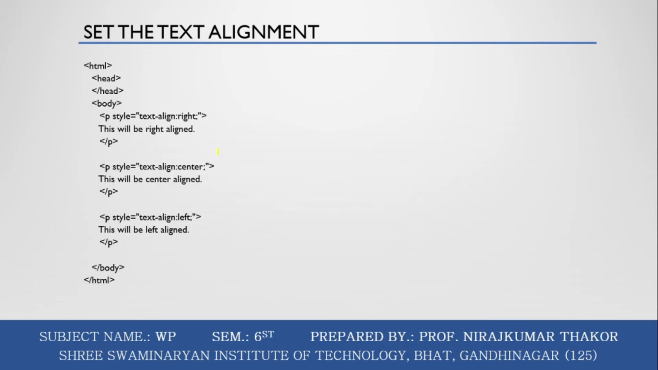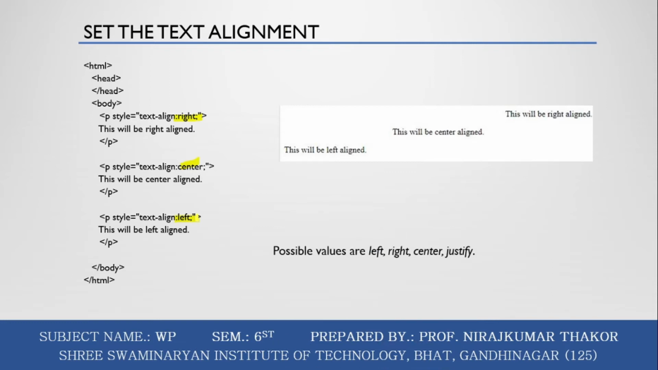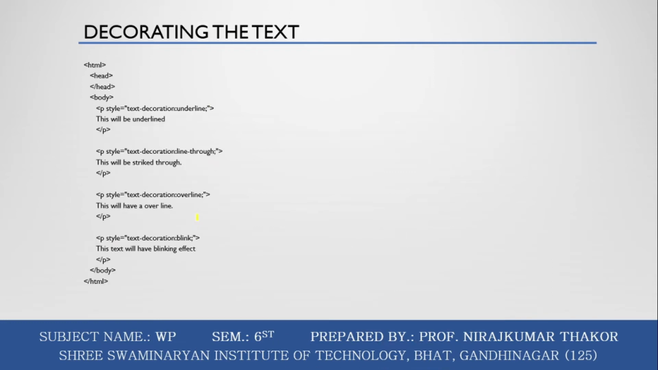Now set the text alignment: right, center and left. This is the text-align property. The possible values are left, right, center, and justify.